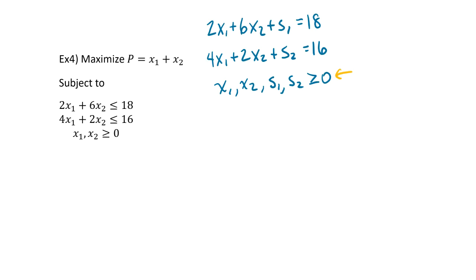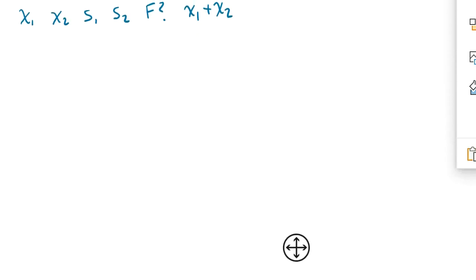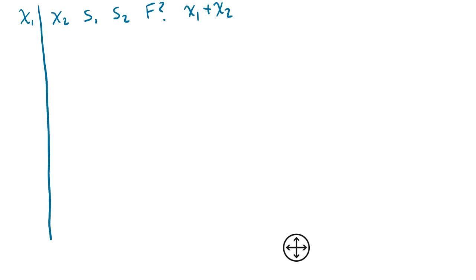All right, so let's set up our table now. So x1, x2, s1, s2, feasible, which I'm normally just going to abbreviate as f now, and then our objective function, which is x1 plus x2. I'm just going to go ahead and draw these lines out.